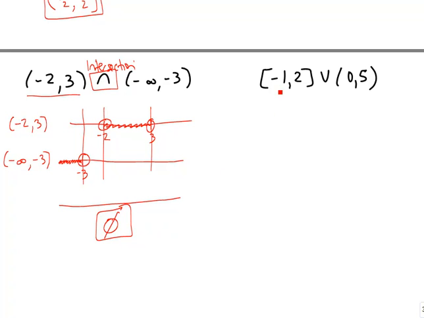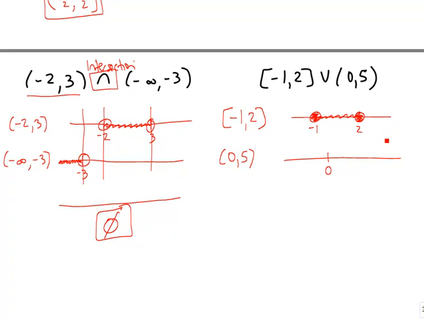Let's try another one. This time I'm going to graph the interval -1, 2. So we're going to start at -1 and we're going to go up to 2, everything in between. And these were brackets, so those correspond to closed circles. And then we have the interval 0 to 5. Make sure you're placing these in order. 0 would be a little bit to the right of -1, so maybe about there. And 5 would be to the right of that 2, so maybe over here. And these are both open parentheses, so we want open circles. And 0 to 5 would be everything in between.